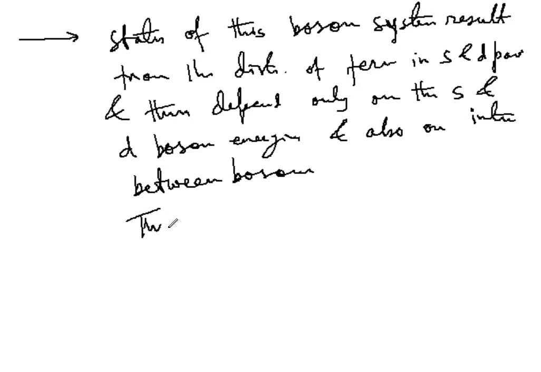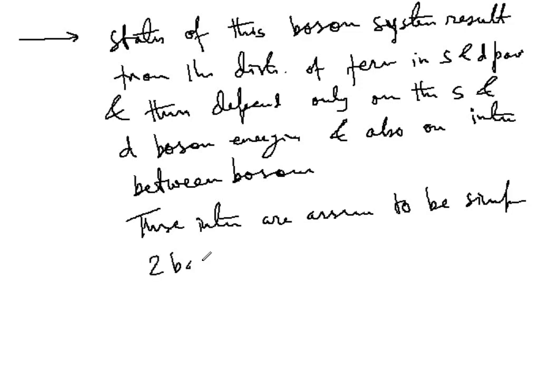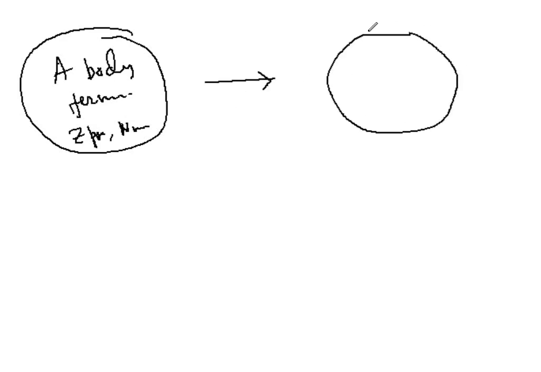Now, these interactions are assumed to be simple two-body. Okay. So you see, what we have done is the following. Initially we have got a many-body fermionic system, having Z protons and N neutrons. Now we are going from here to another system, which is an A by 2 body bosonic system.